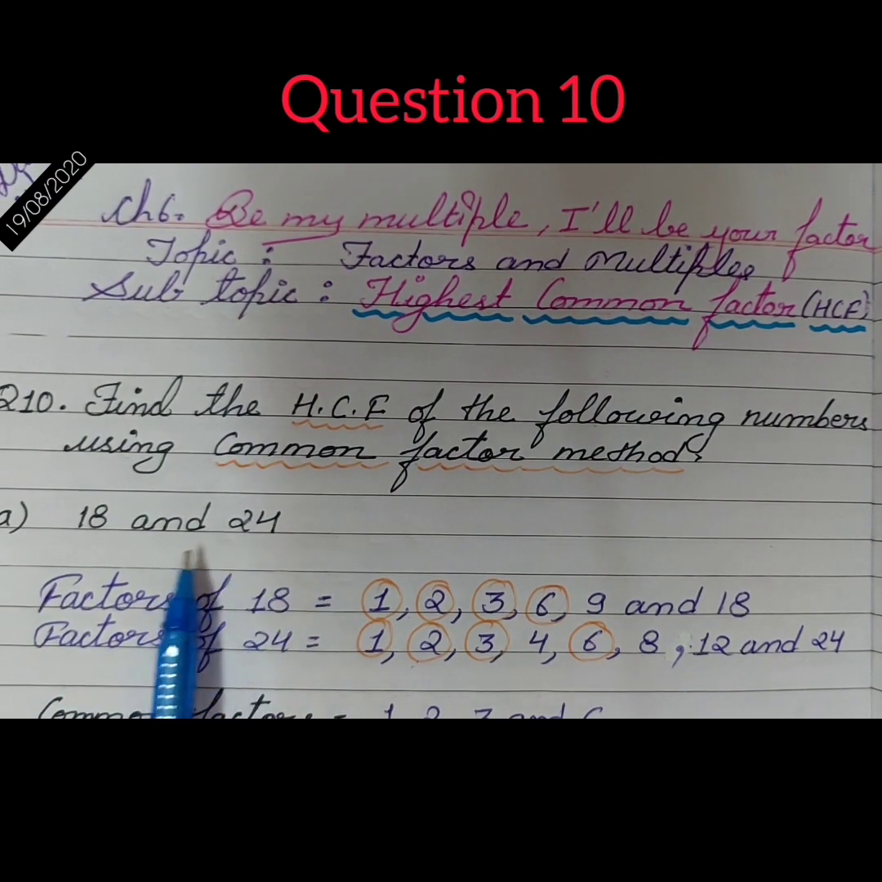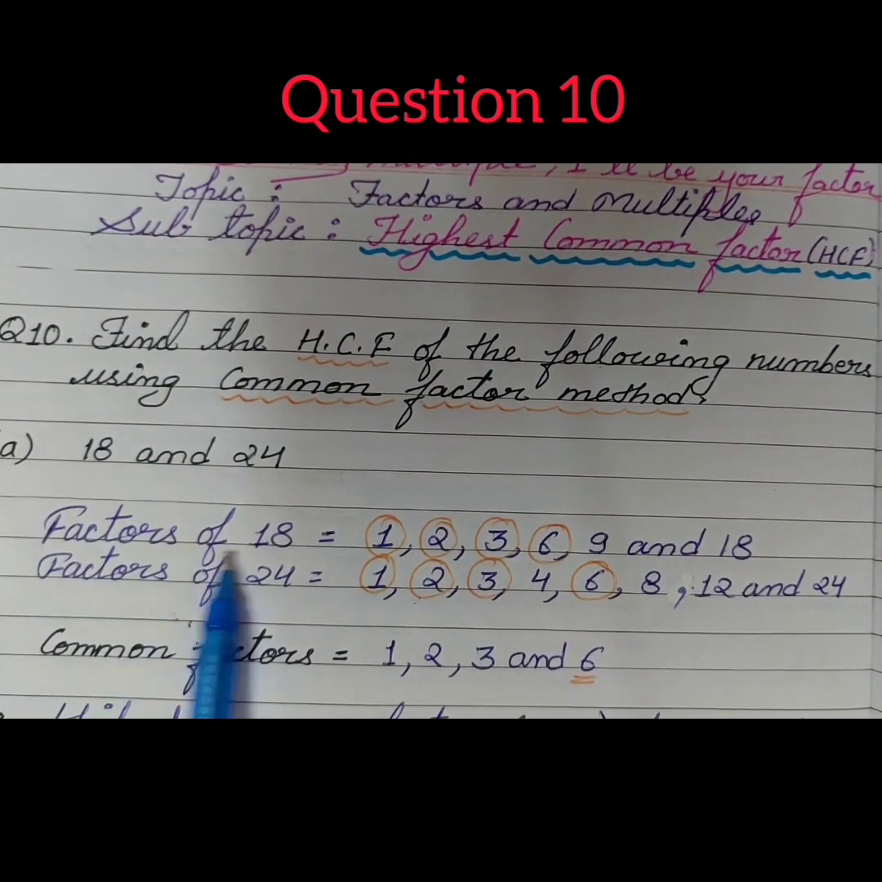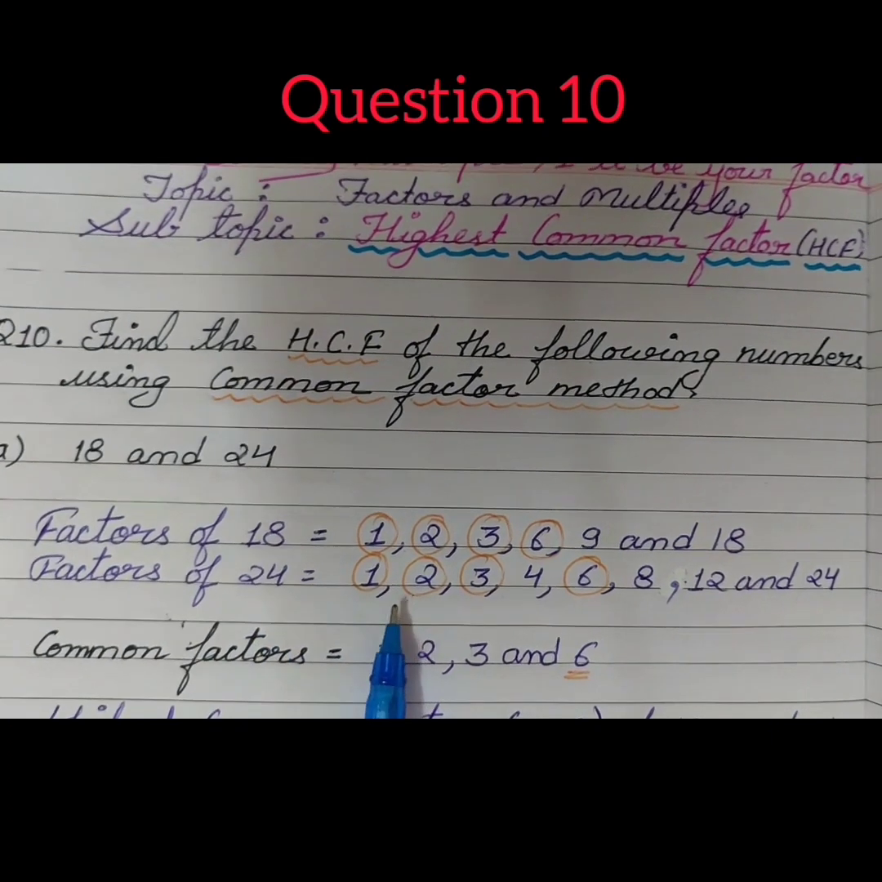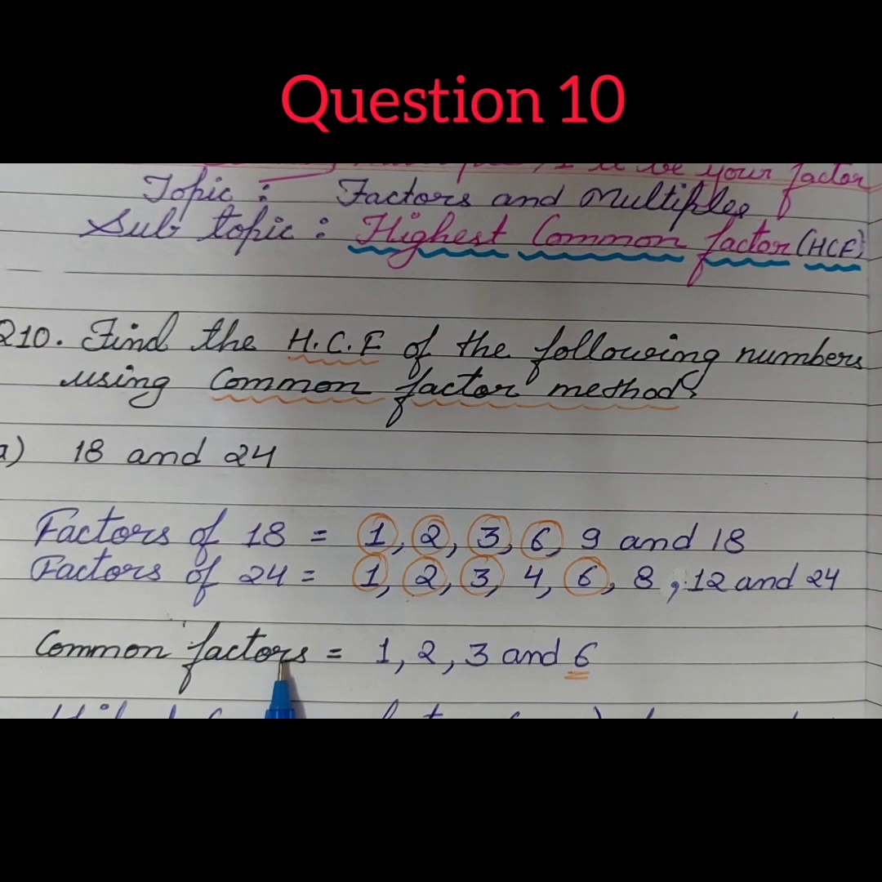Our first step is to find out the factors of 18 and 24. So the factors of 18 are 1, 2, 3, 6, 9 and 18. Factors of 24 are 1, 2, 3, 4, 6, 8, 12 and 24. Now find out the common factors. The common factors are 1, this 2 is common, then this 3 is common and this 6 is common.